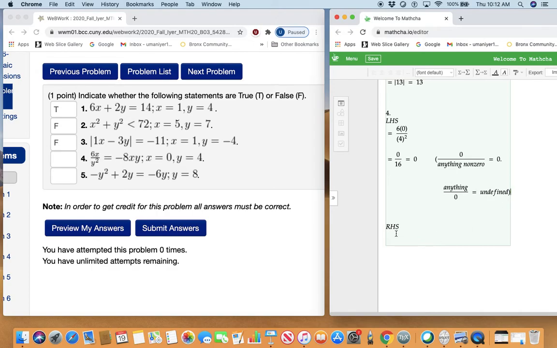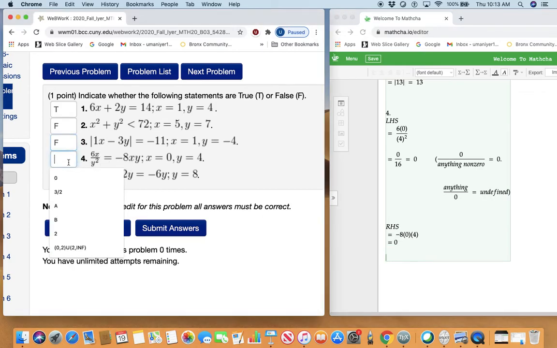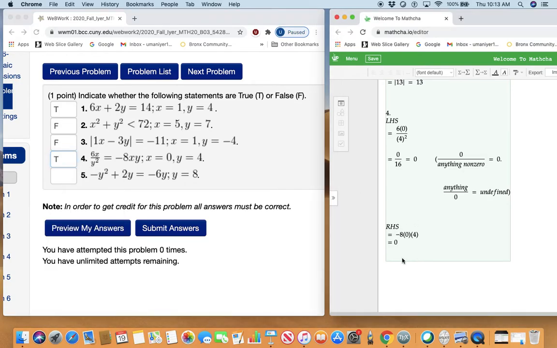All right, now the right hand side equals negative 8xy. Negative 8 parentheses, parentheses. X is 0, y is 4. Well, what happens here? Negative 8 times 0 is 0. 0 times 4 is 0. So overall, right hand side is 0. Left hand side 0, right hand side 0. So the question is, does 0 equal 0? Yes, that's a true statement. Next.